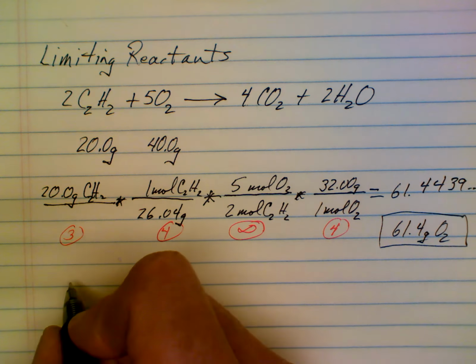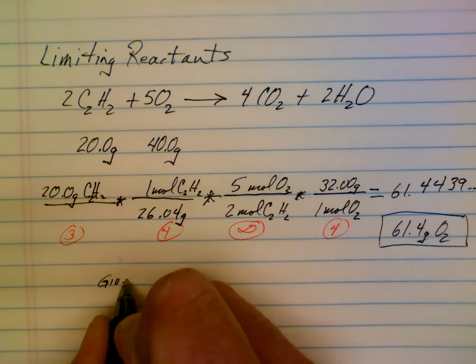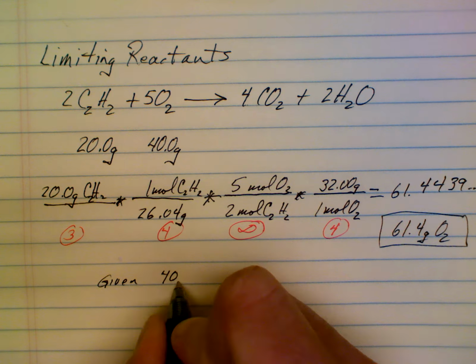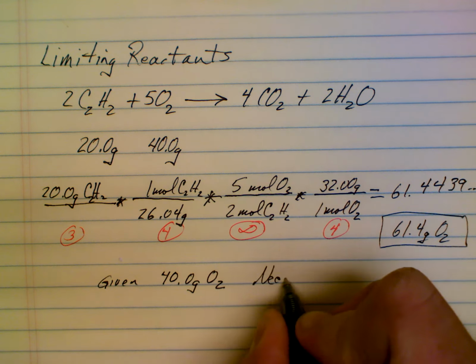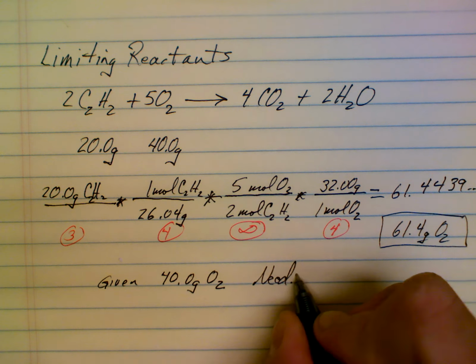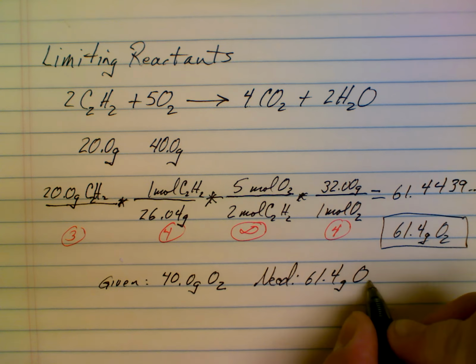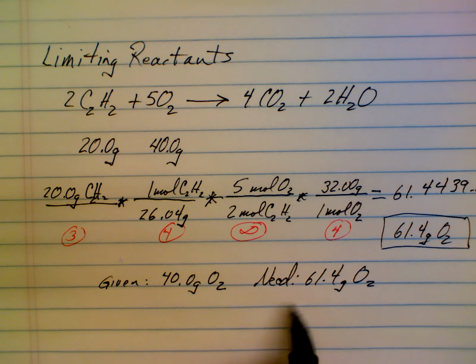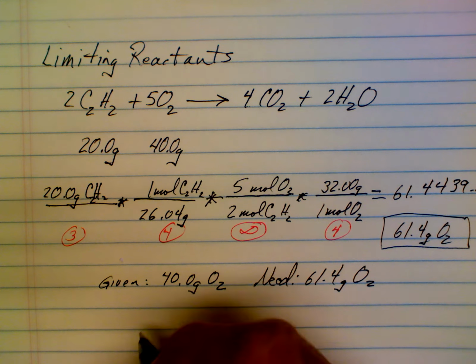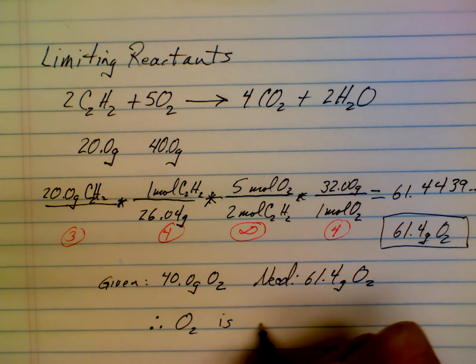So in this case, we're given 40.0 grams of oxygen, but we need 61.4 grams of oxygen to react with this 20 grams of C2H2. So obviously we don't have enough. We don't have enough oxygen. So therefore, the oxygen is our limiting reactant.